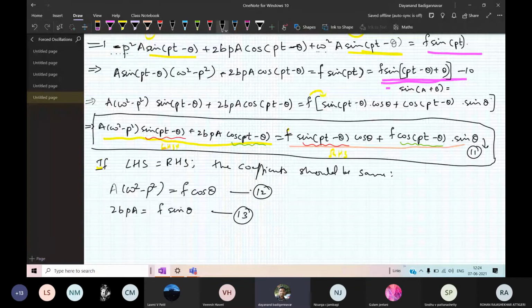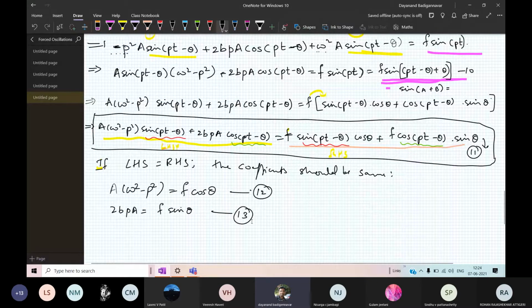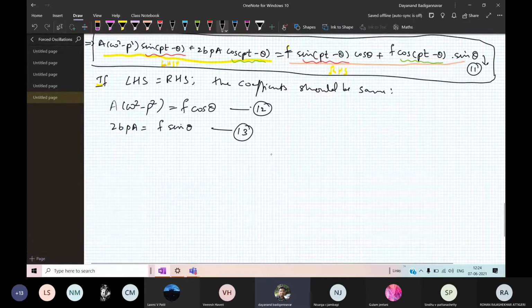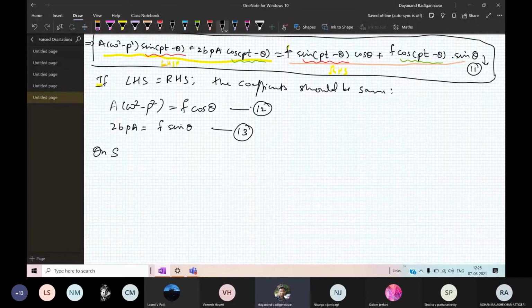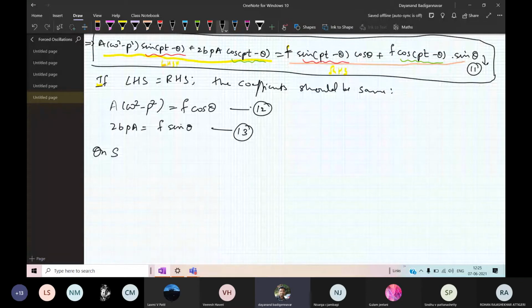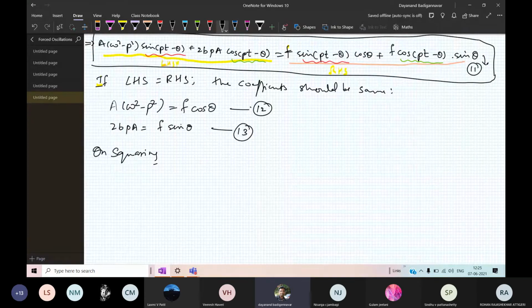From 12 and 13, I can find the values of A and theta. How can I find? On squaring equations 12 and 13. If you square 12 and 13, you get the value. If I square 12 and 13 and add them.